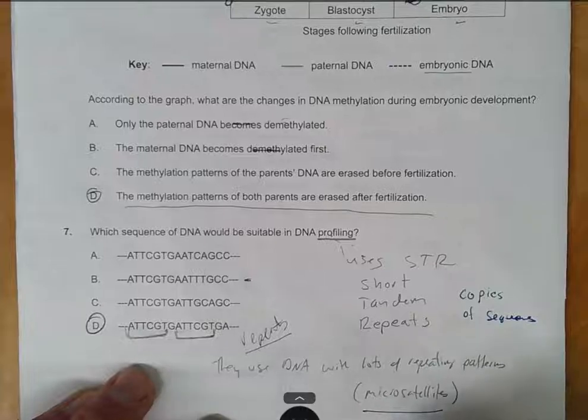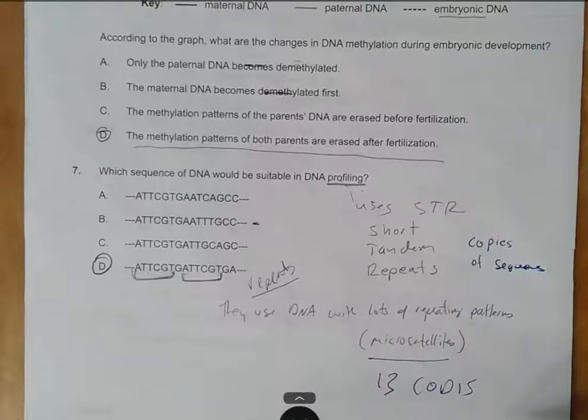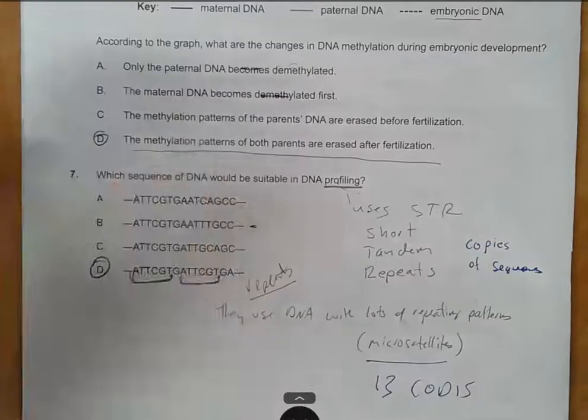So you want DNA with lots of repeating pattern, and they're called microsatellites. There's like 13, I think, that CODIS uses, and that's a term you may be familiar with if you have listened or watched any kind of crime show, right?